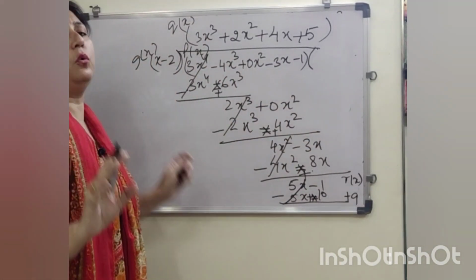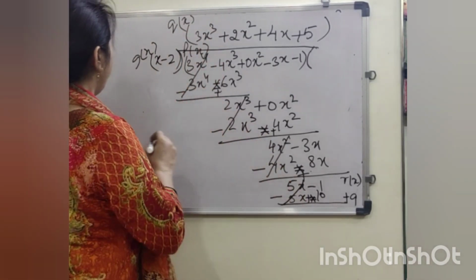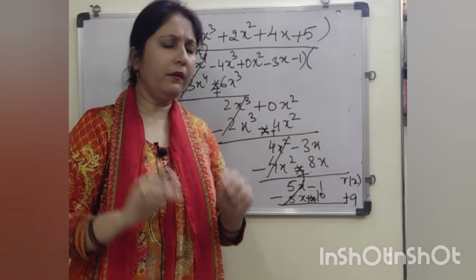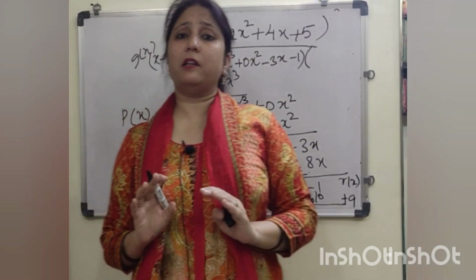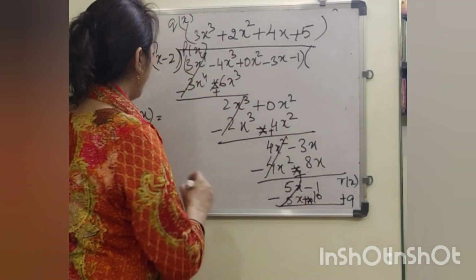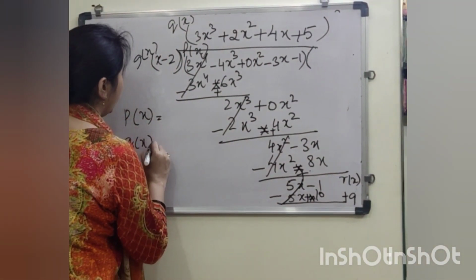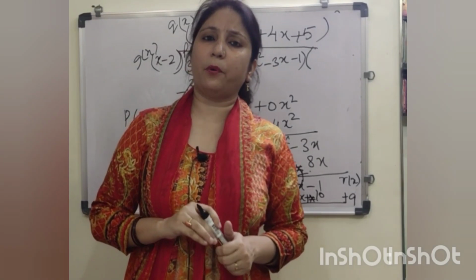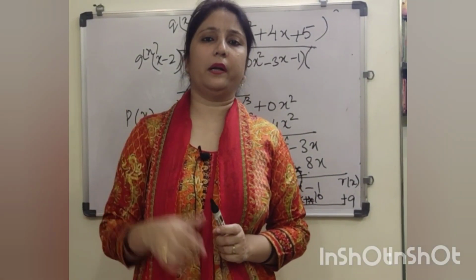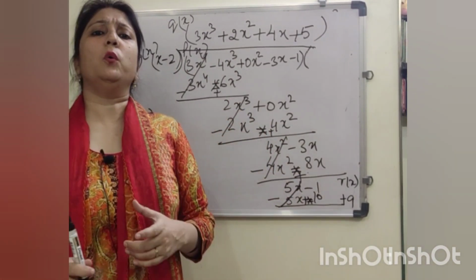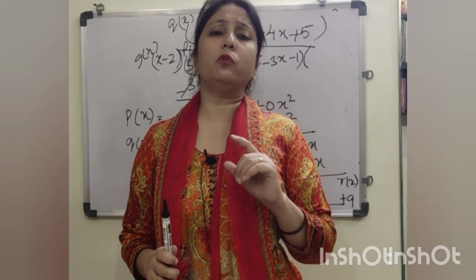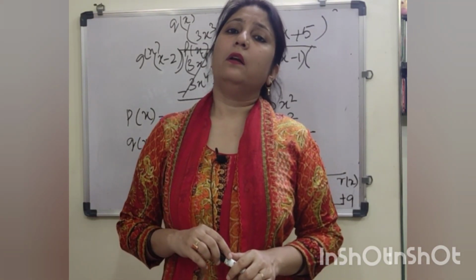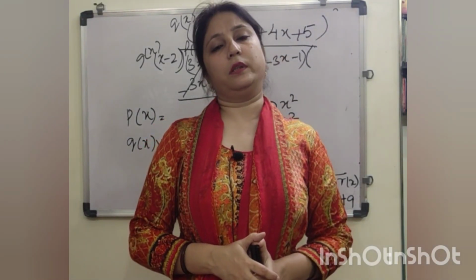Now what you need to do, I am giving you a task that first you write your p(x). The value of p(x) is right in front of you. Fine. Then you know how to multiply algebraic expressions? Very much. So you can multiply q(x) and g(x). Whatever you obtain as a product, you add 9 to it. It will definitely be equal to p(x). So this is a task for you from my side for the concept of the division algorithm.